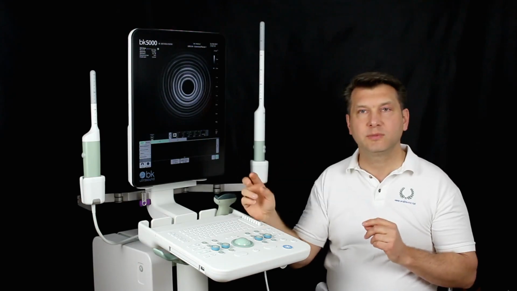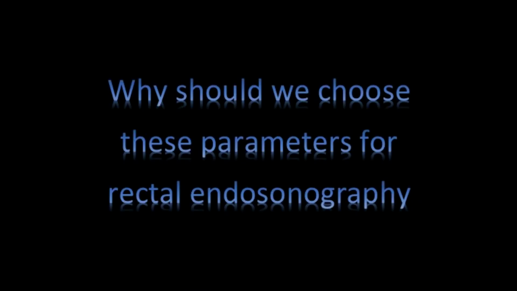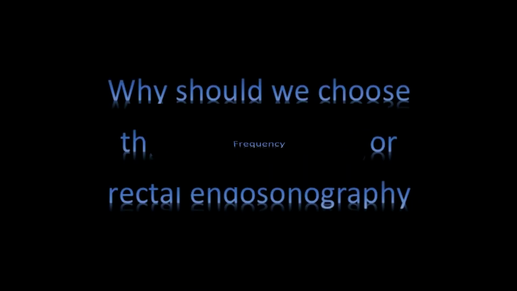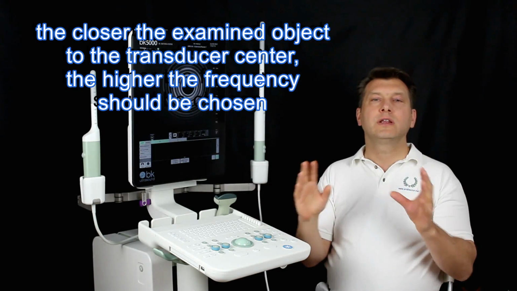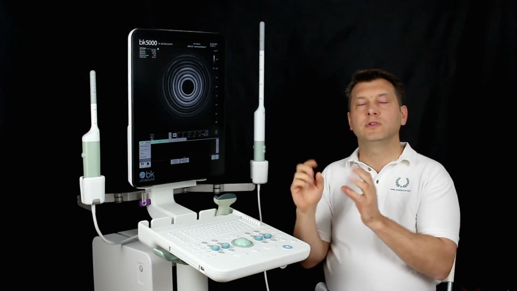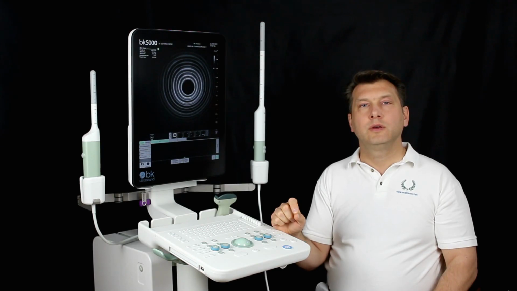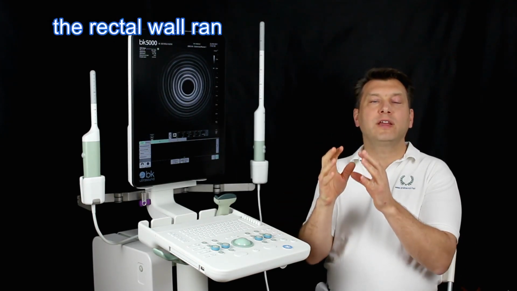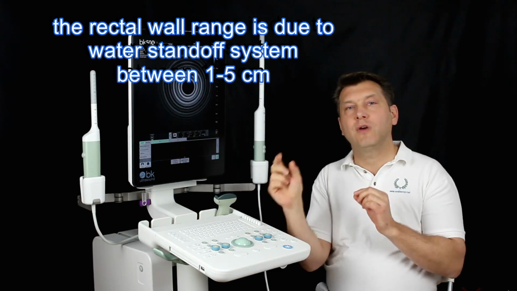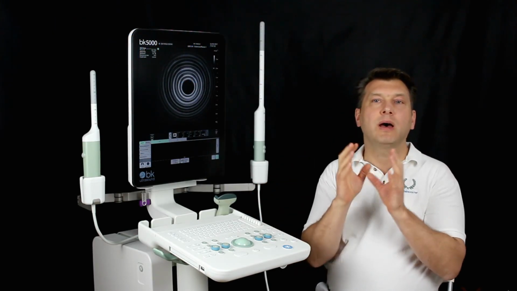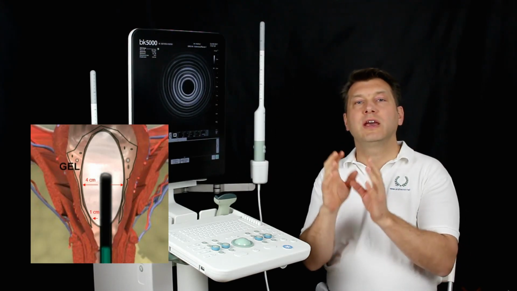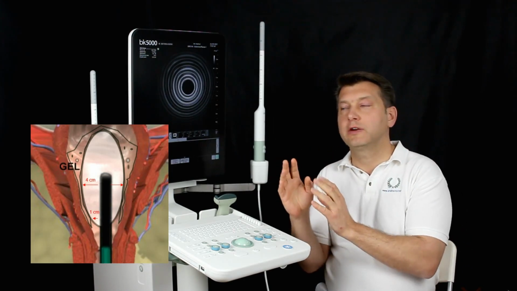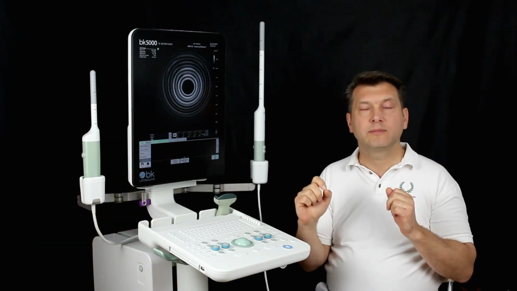Why should we use these parameters? Frequency. The closer the desired structure to the transducer, the higher the frequency should be chosen. Due to the balloon pressure, the rectum wall is in the range between 1 and 5 cm, and we need maximum high image resolution. So the frequency should be chosen as high as possible. The 16 MHz is the right one.